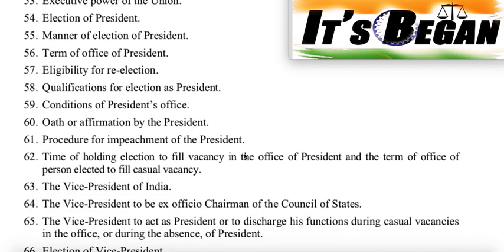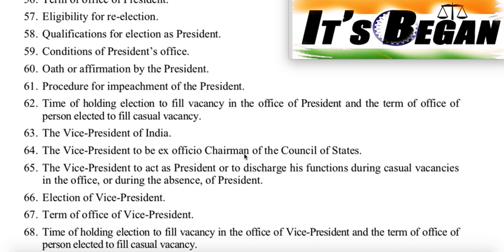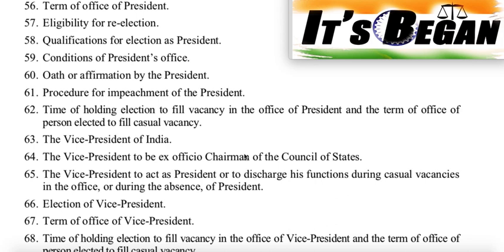Article 64 The Vice President to be ex officio Chairman of the Council of States. Article 65 The Vice President to act as President or to discharge his functions during casual vacancies in the office or during the absence of President. Article 66 Election of Vice President. Article 67 Term of office of Vice President.